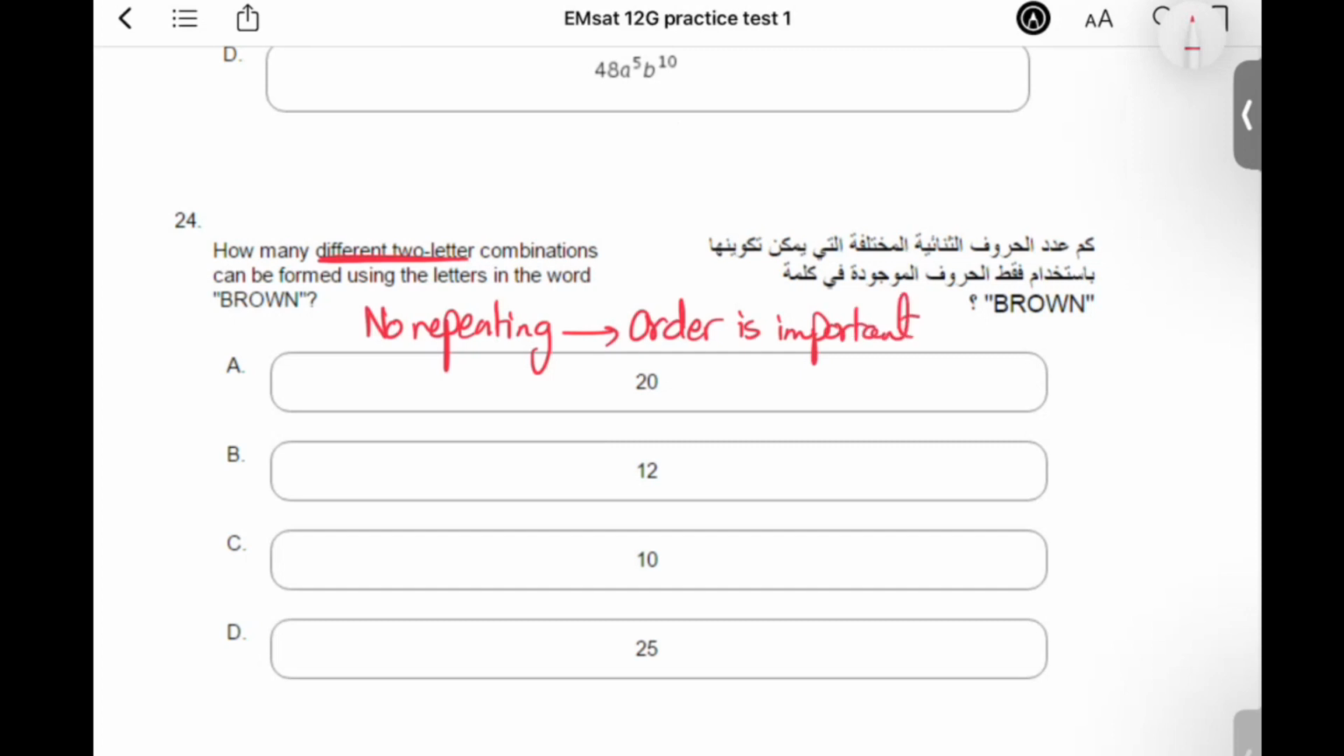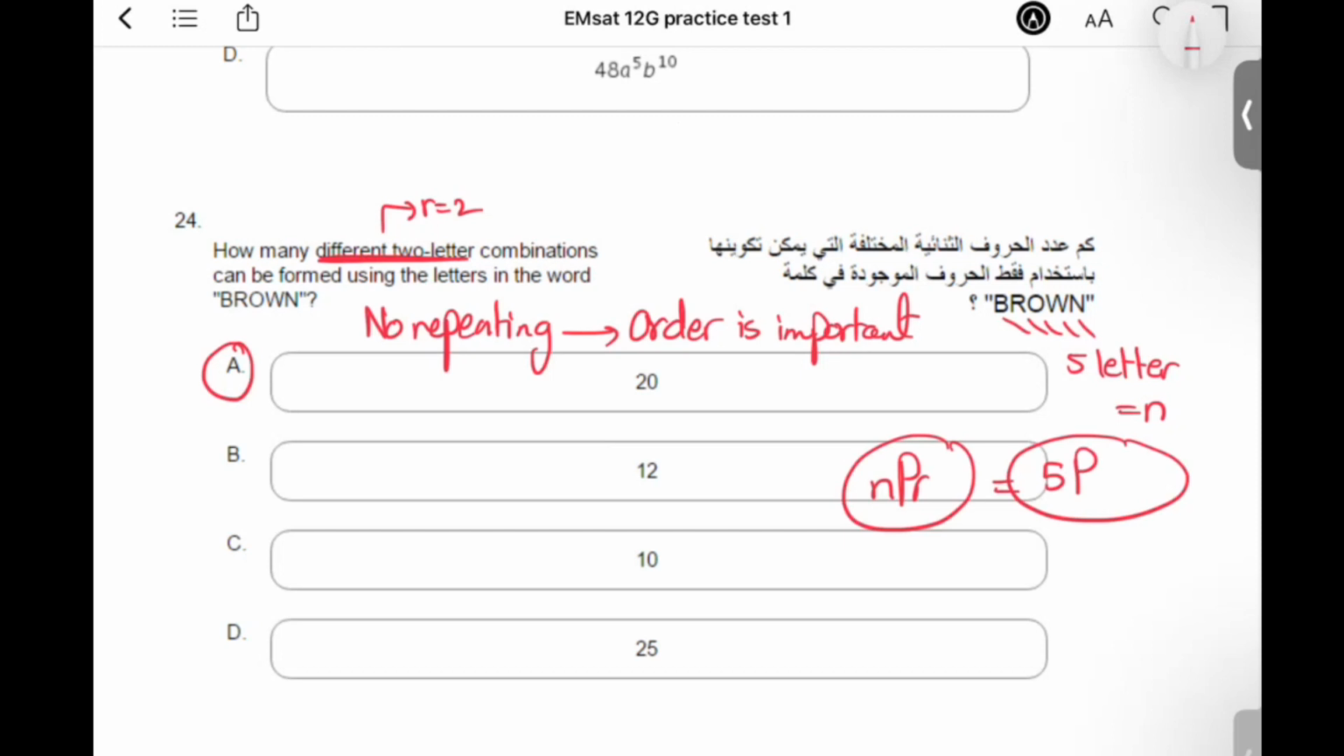Okay, we say the answer will be 20. I can solve it in 2 different ways. Either I say how many letters I have here. If I count 5 letters, I will say this is n, r equals 2, and I will use nPr on the calculator. Thus it is 5P2, and the answer is 20.